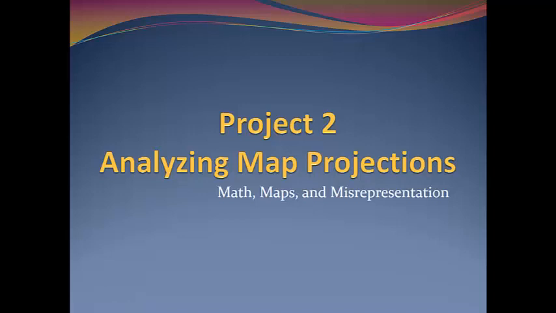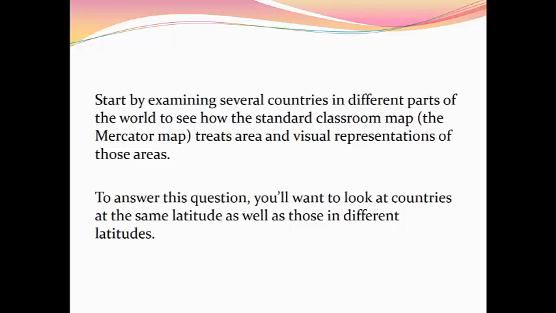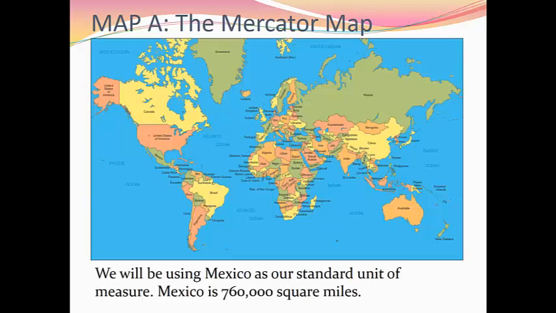Everyone, welcome to our lesson on analyzing map projections, which could also be called math, maps, and misrepresentation. We're going to start by examining several countries in different parts of the world to see how the standard classroom map called the Mercator map treats area and visual representations of those areas. To answer this question, you'll want to look at countries at the same latitude as well as those in different latitudes. So here is the Mercator map.